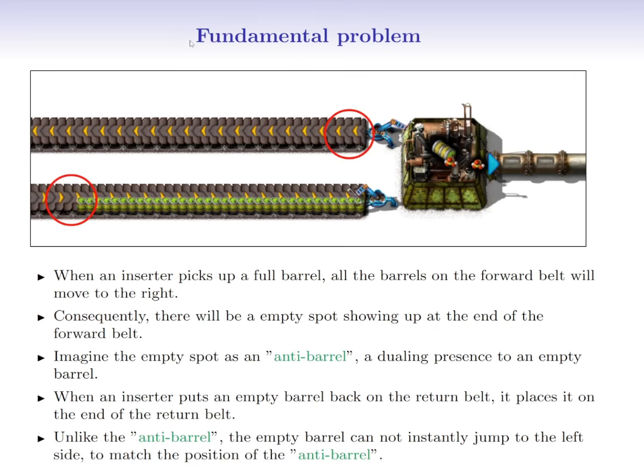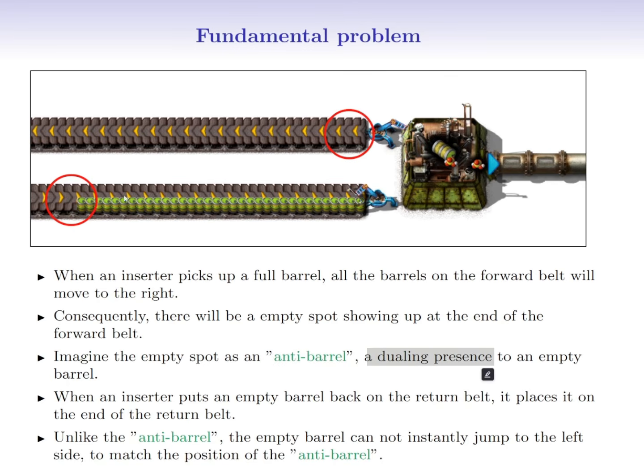Now, that was the problem that I explained, but what's really happening here? You observe that if an inserter picks up a full barrel down here, then the whole chain, this whole belt of barrels, would move to the right, and you get an empty spot here on the left, which you can consider as this. I propose the notion of the anti-barrel, this empty spot on the belt. I call it an anti-barrel.